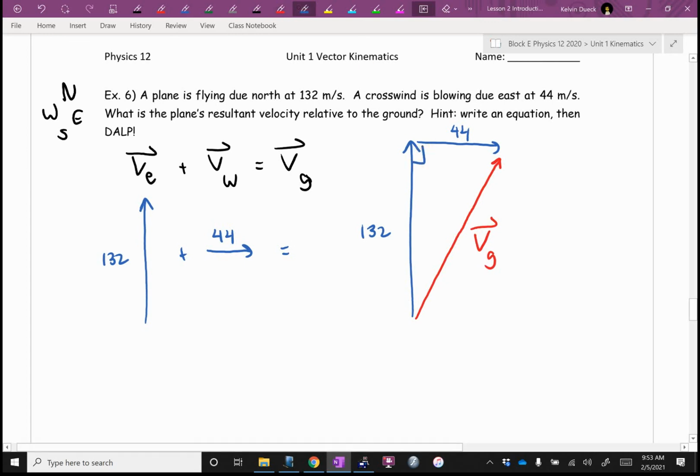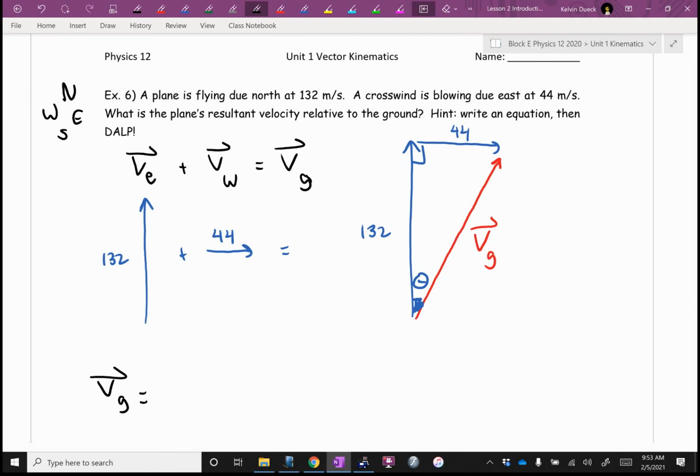This angle is 90 degrees. Where is theta going to go? Bottom left or top right? Where the vector is coming from. Okay. What's the magnitude? What's the ground speed, but no direction yet?